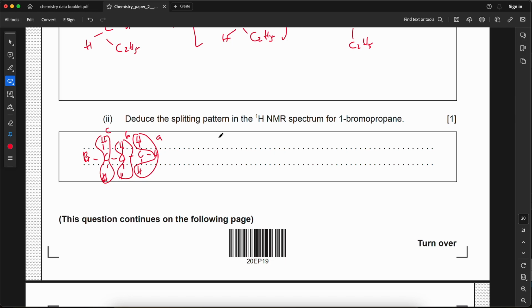So the first one, A, will be a triplet because it's next door to a CH2 group, and B is neighboring a CH3 and a CH2. So we can say multiplet because you only learn up to quadruplet. And then for C, CH2, this is neighboring a CH2. Therefore it is a triplet because it is next door to a CH2 group.